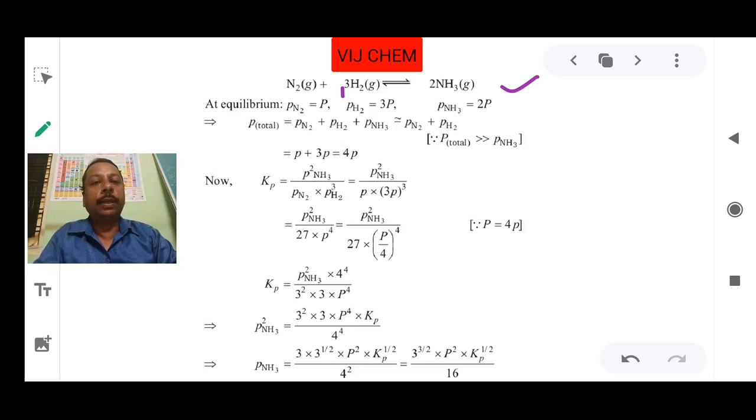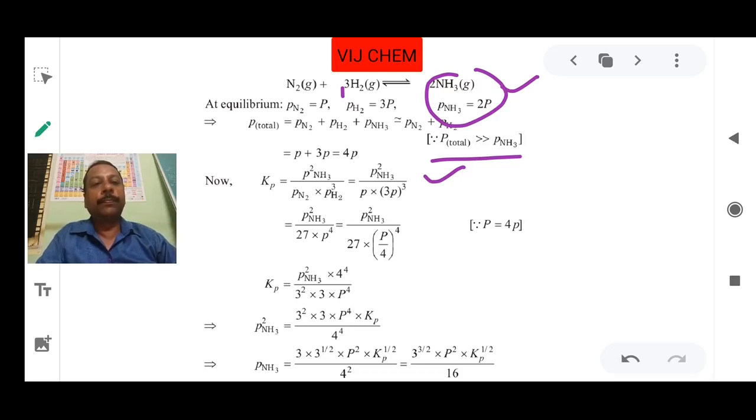Kp is equal to PNH3 whole square divided by PN2 into PH2 to the power of 3. Substituting here, PNH3 is very small, so I am neglecting it in terms of the total pressure. That is the difference when you are given the small sentence. P total is very much high as compared to PNH3, and as it is a product, we cannot take how much pressure it is formed. So PNH3 whole square divided by, after simplification, PNH3 whole square by 27 into P.